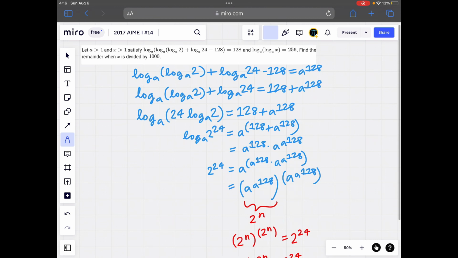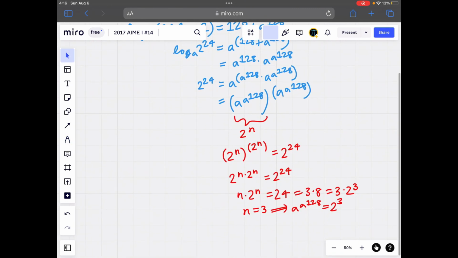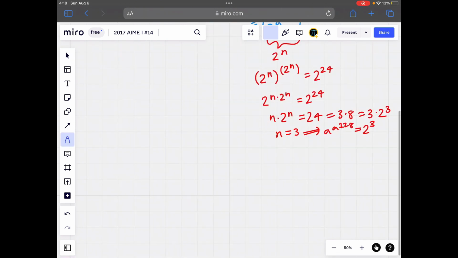Log a of log ax equals 256. So x is equal to a to the 256. We want to find the remainder when a to the 256 is divided by 1000, not a to the 128. In order to find the value of x, which is equal to a to the 256, we need to first find a, given that a to the 128 is equal to 2 cubed. So let a equal 2 to the m. And let's find the value of a that satisfies a to the 128 is equal to 2 cubed. And then let's do a to the 256.